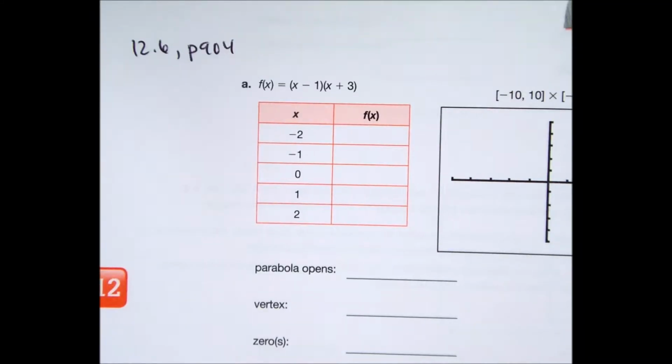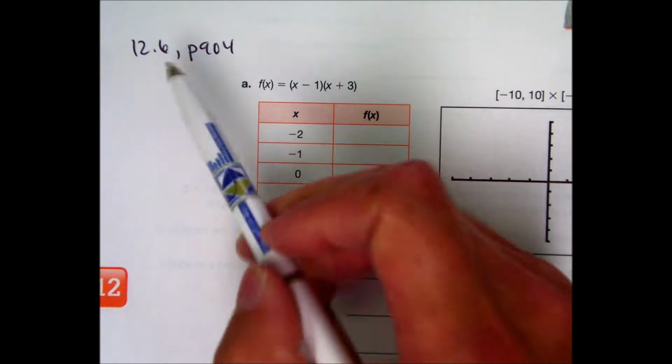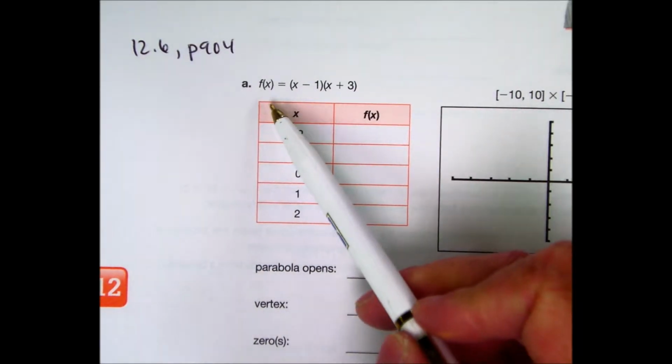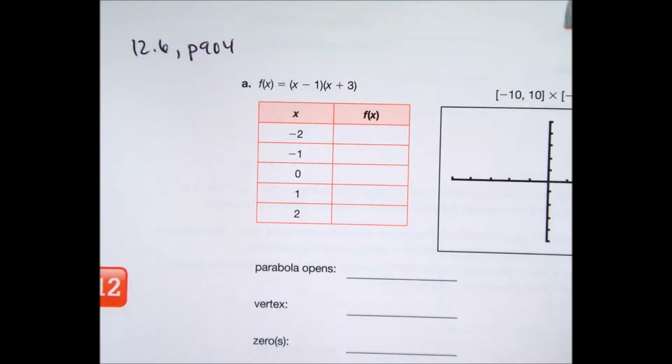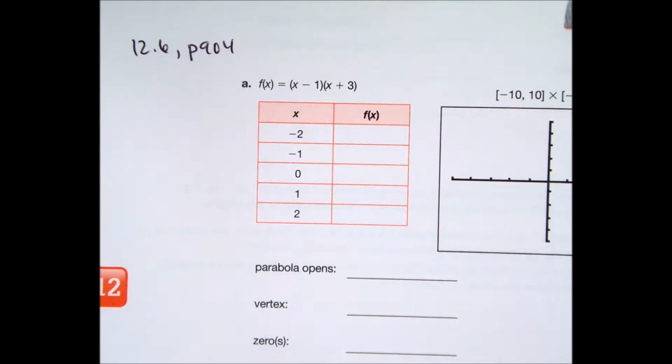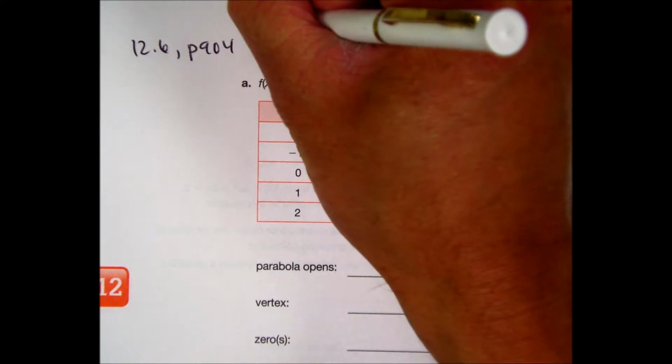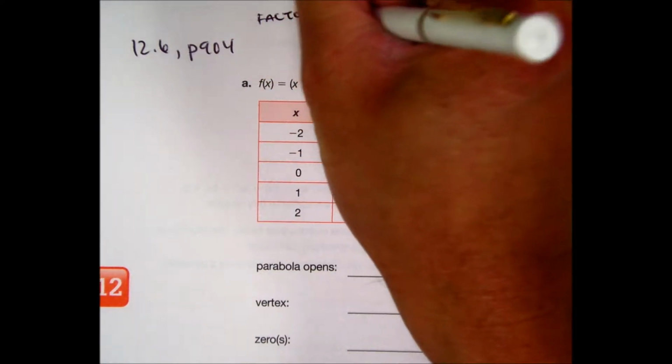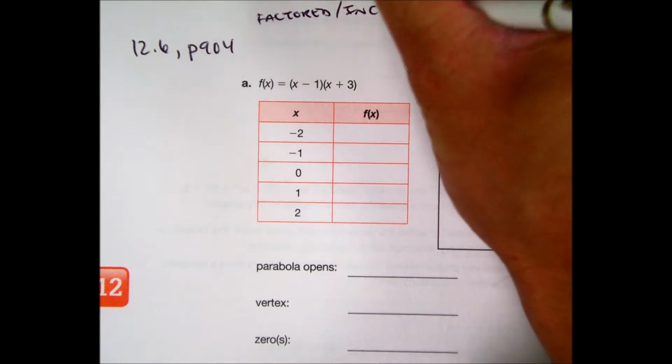Alright, so let's go over this one. I'm on packet 12.6, page 904. I have this equation here, says f of x equals parentheses x minus 1, x plus 3. We've actually seen something like this before. This is called factored form, or intercept form.